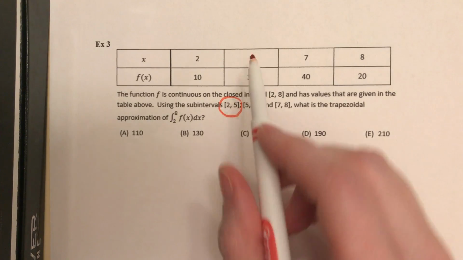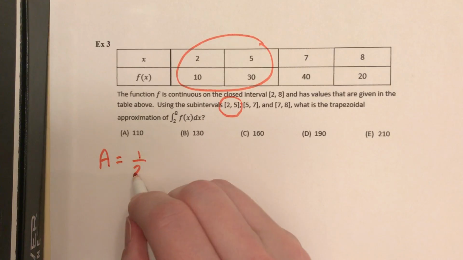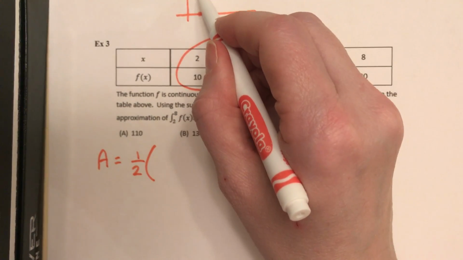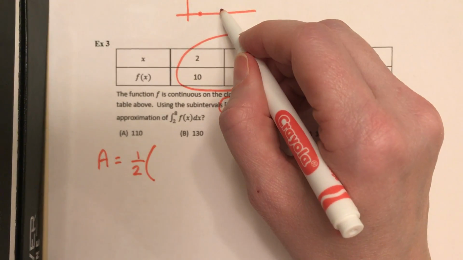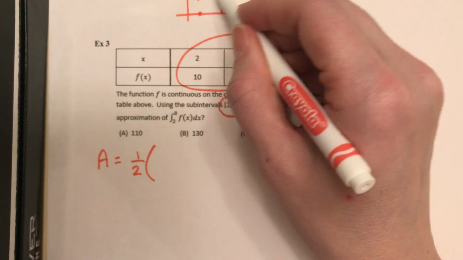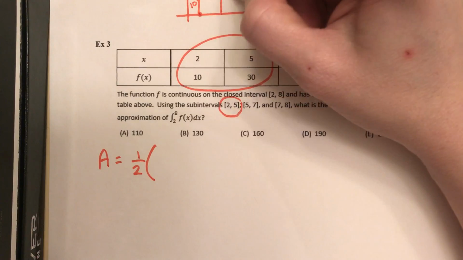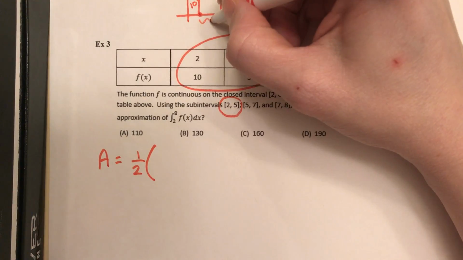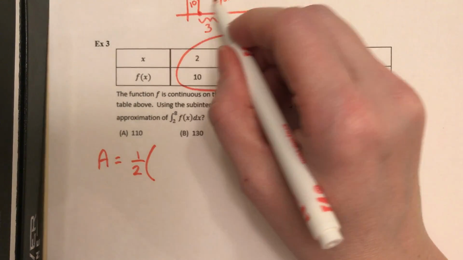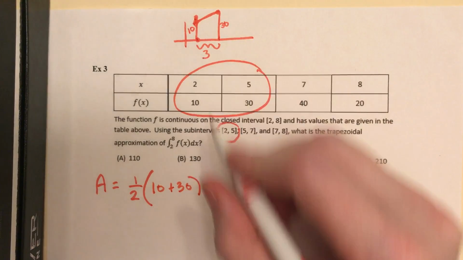The first section goes from 2 to 5. So I'm going to start with my formula for trapezoid, 1/2. Now, if I were plotting these points, my first point is at 2, 10. And then my second point is at 5, way up here at 5, 30. I should have drawn that a little different. So this distance would be 10, this distance would be 30, the distance in between 2 and 5 would be 3. So my two parallel sides would be 10 and 30. The distance in between would be 3.